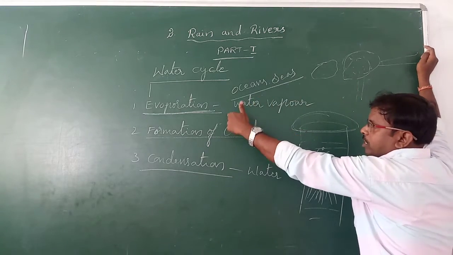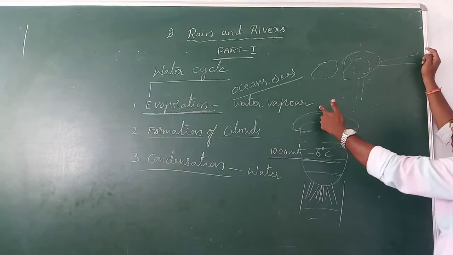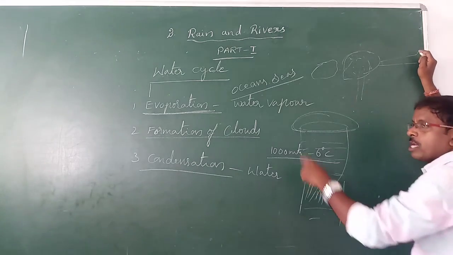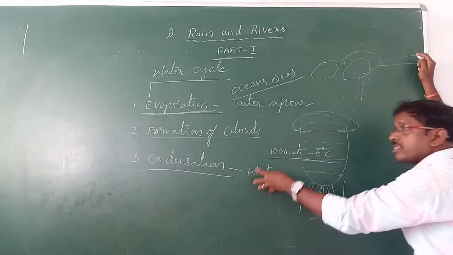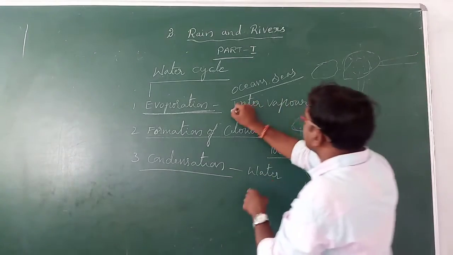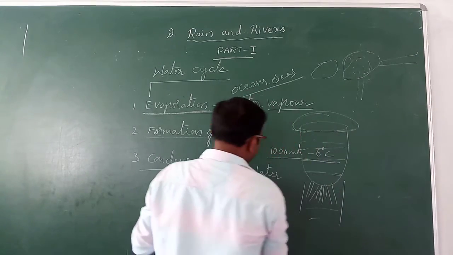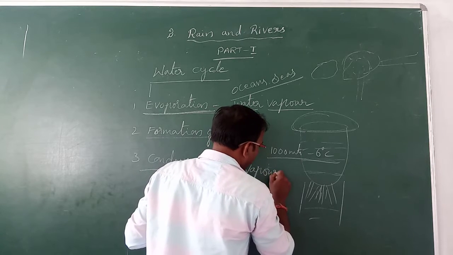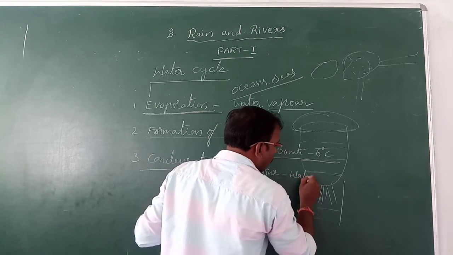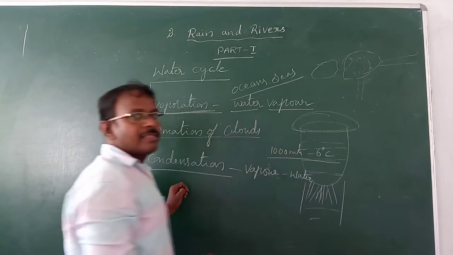In evaporation, the water changes into water vapor. In condensation, the water vapor changes into what? Here, water changes into vapor. Here, vapor changes into water. Vapor changes into water. That is called condensation.